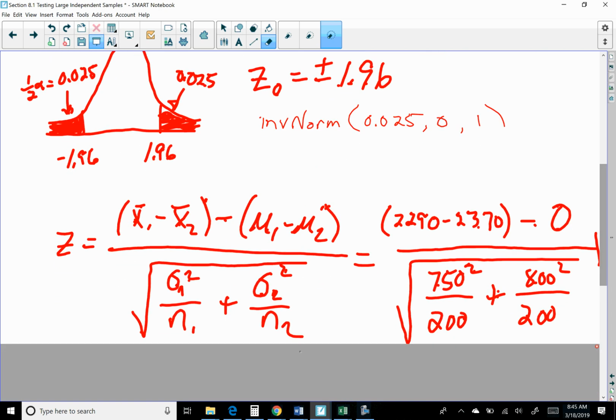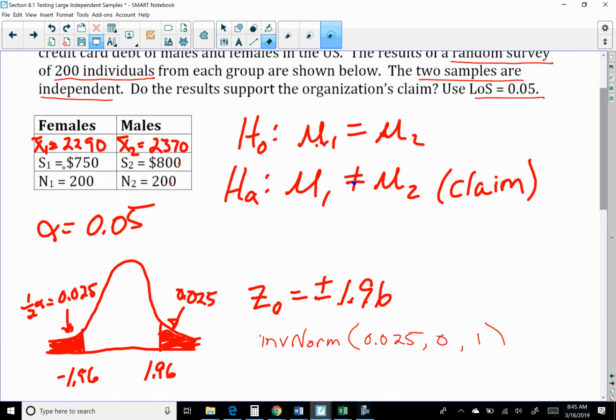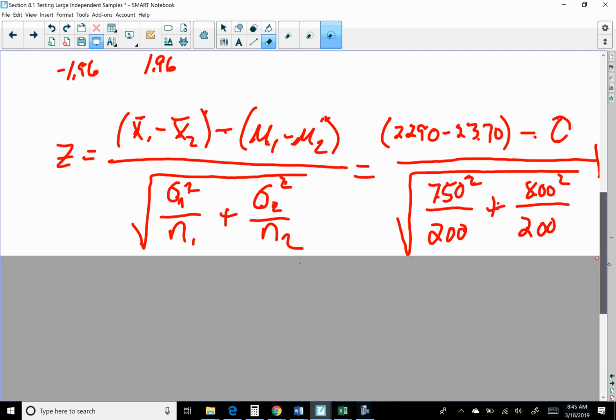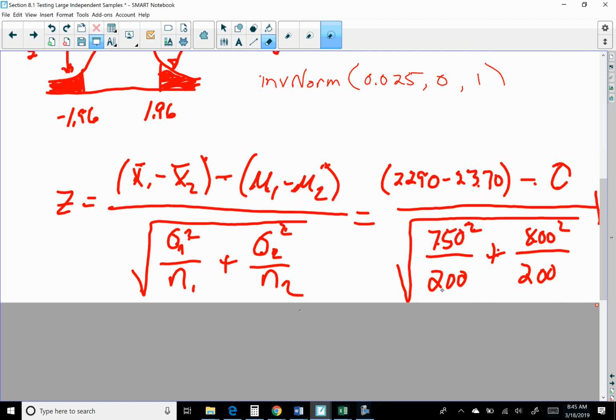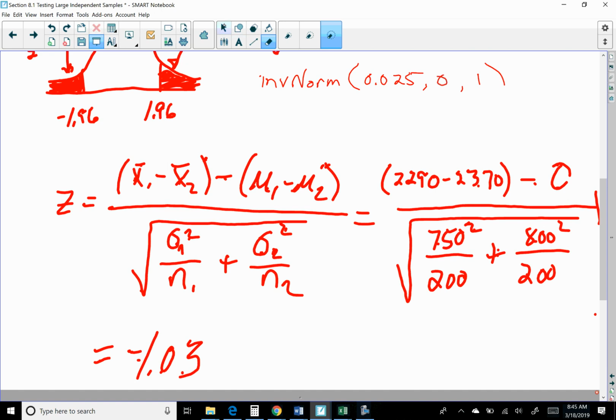So we plug in the information we have, 2290 minus 2370 for our sample means, minus 0, divided by, now since our sample sizes are above 30, it's okay to go ahead and use the sample standard deviations we had up here, S1 and S2. Our sample sizes are greater than 30, so we can use S1 and S2 in the place of population standard deviation values. So 750 squared divided by 200 plus 800 squared divided by 200 gives us a standardized test statistic of negative 1.03.